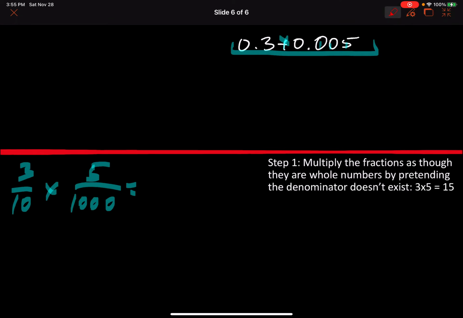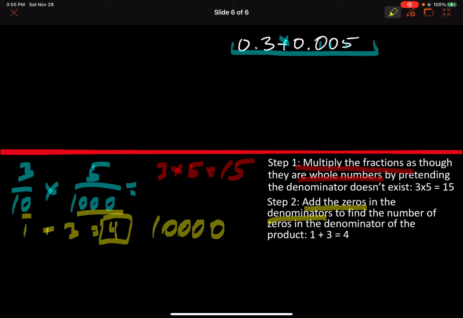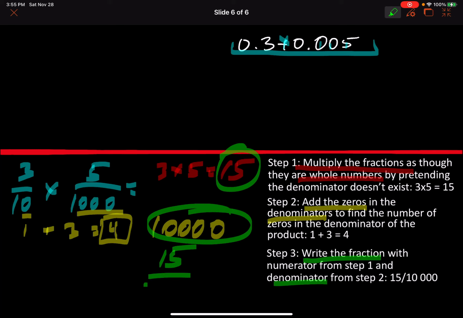Okay, so my first step is going to be, I'm going to multiply the fractions as though they are whole numbers. So I go 3 times 5, and that's equal to 15. My second step, I'm going to add the zeros in the denominators to find the number of zeros in the denominator. So there's 1 there, and I have 3 there, and that's 4. So that I know my denominator is going to have 4 zeros. Okay, then step 3, I'm going to write the fraction with the numerator from step 1 and the denominator from step 2. So that's 15 over 10,000.